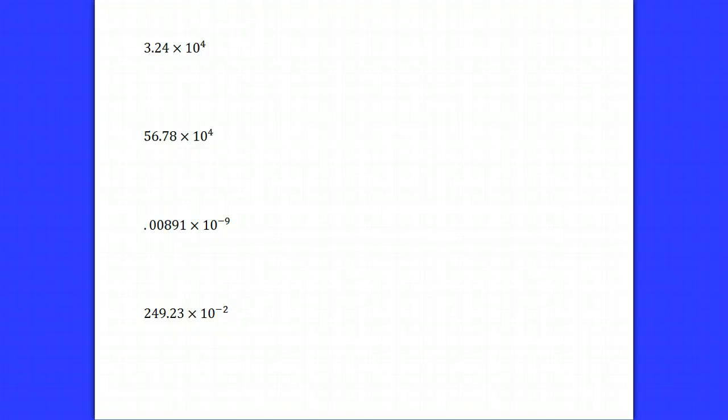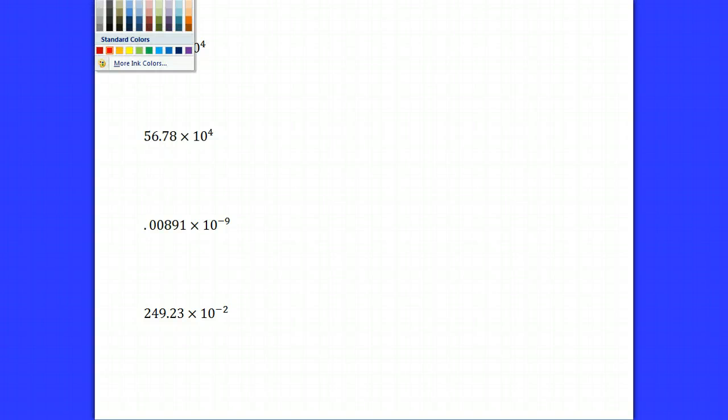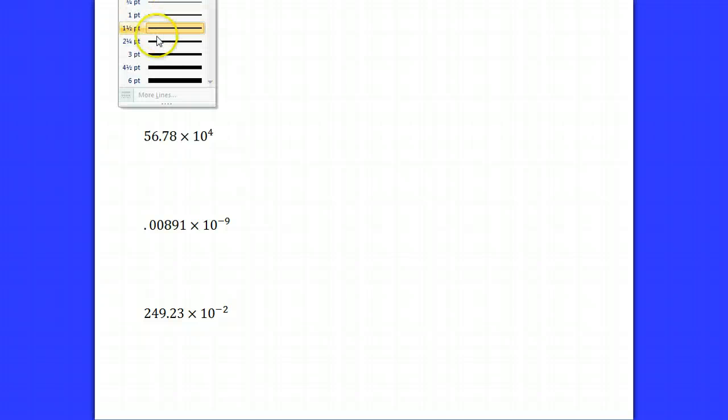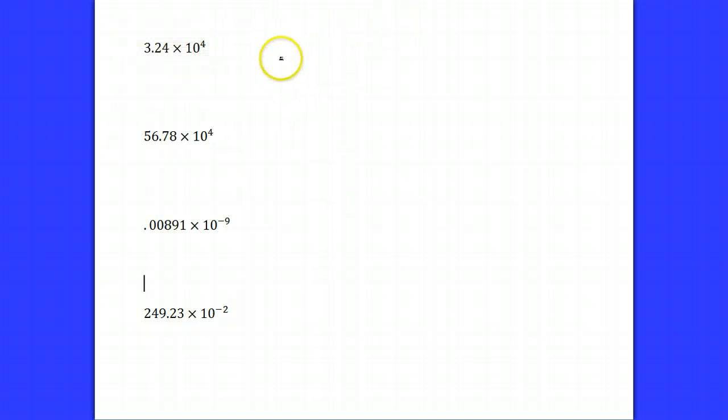A popular problem in mathematics is when students are given scientific notation problems and asked, first of all, are they in scientific notation? And two, if not, they're asked to put them in scientific notation. So let's look at the first example we have here.